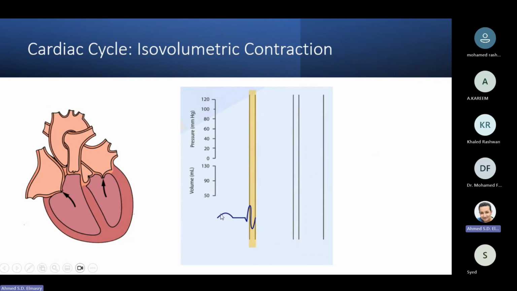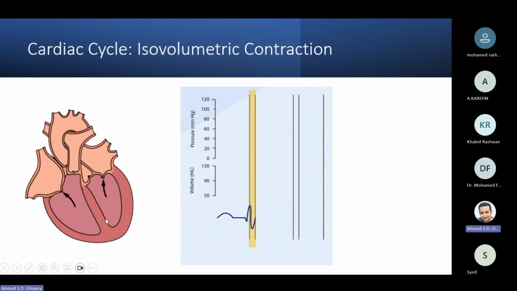At this point, it starts by the ECG activity at the peak of the R wave till the end of the QRS complex. And as we see, this is a very short phase. At the same time as the peak of the R wave, the mitral valve will start the closure. At the same time, the aortic valve is closed. So at this phase, the mitral valve will start closure while the aortic valve is closed.